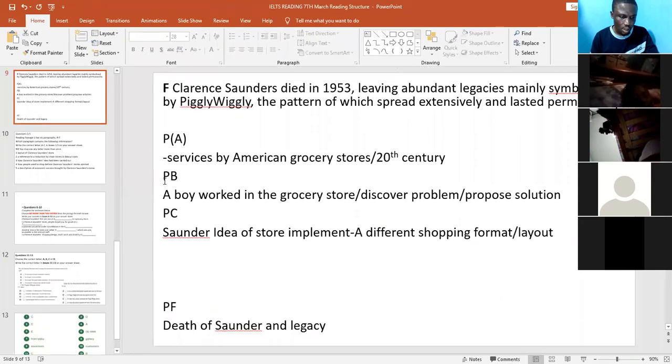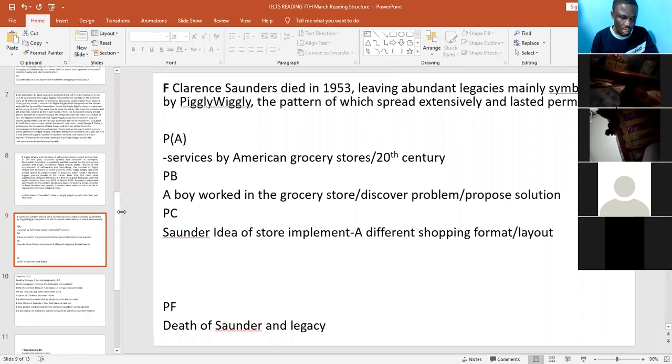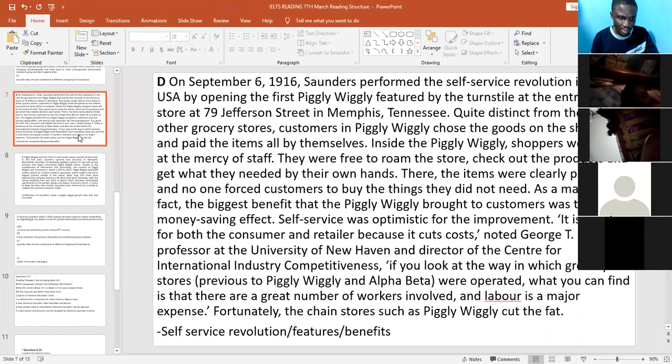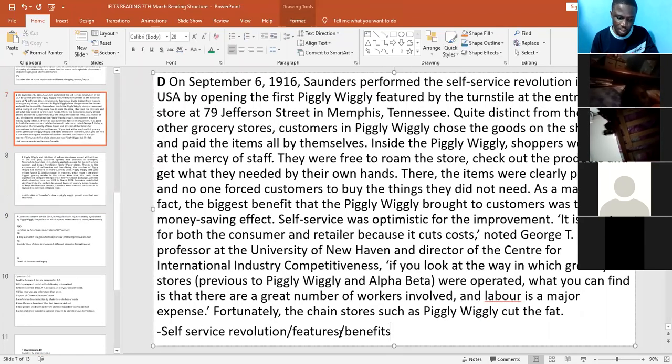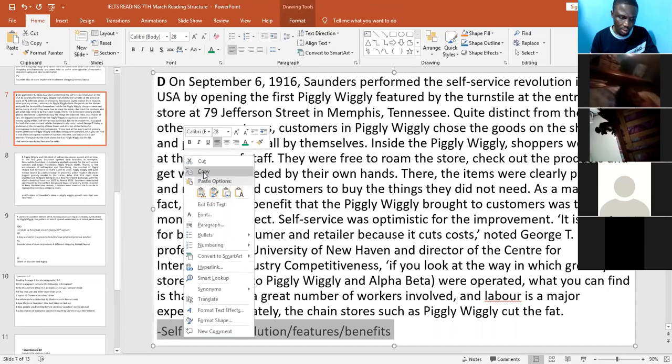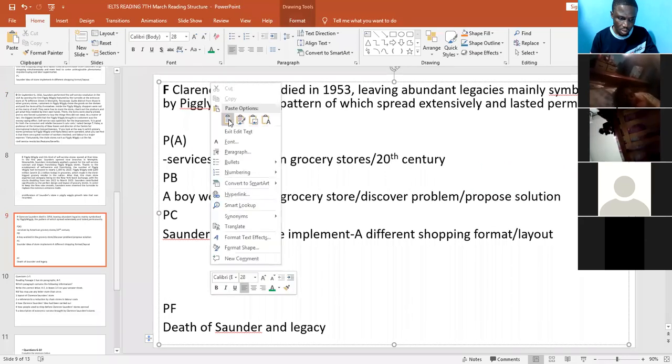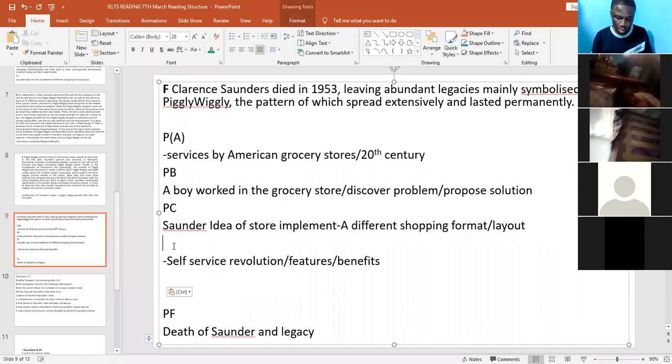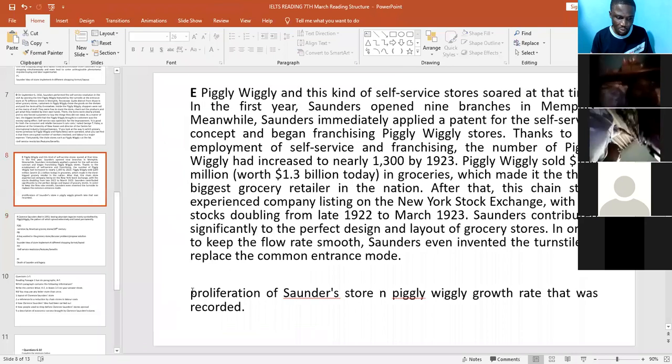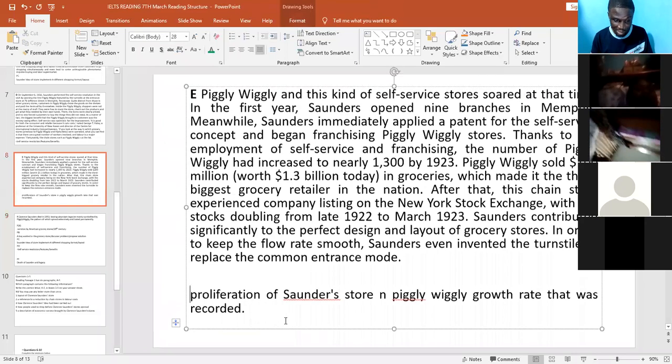Okay, now let me go to PD and PE. Yeah, this is PD. I didn't label it, so I will label it when I put it there so that I don't forget the paragraph. Okay, this is PD. Okay, PD. Okay, PE. Thank God it was one of us that gave us this.